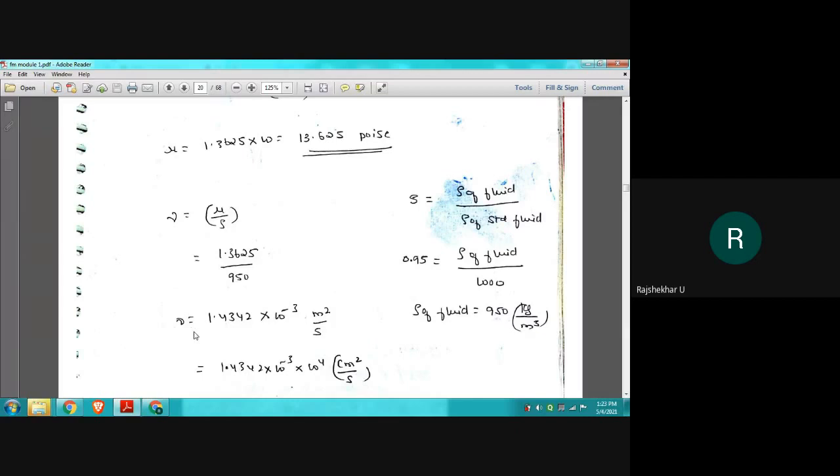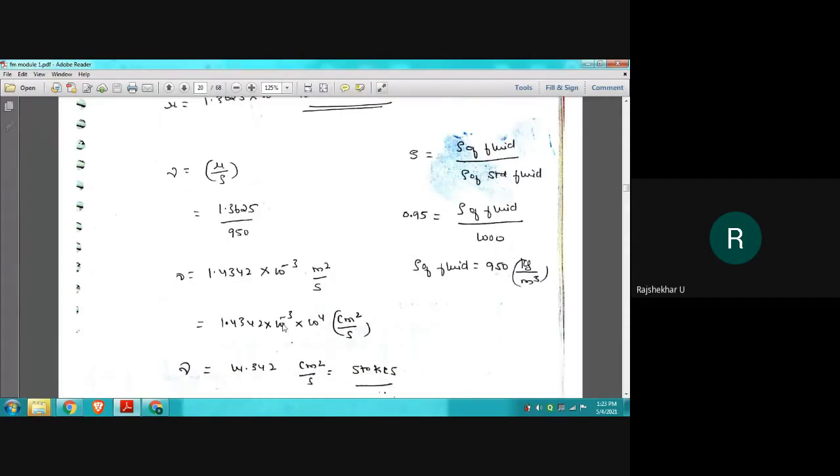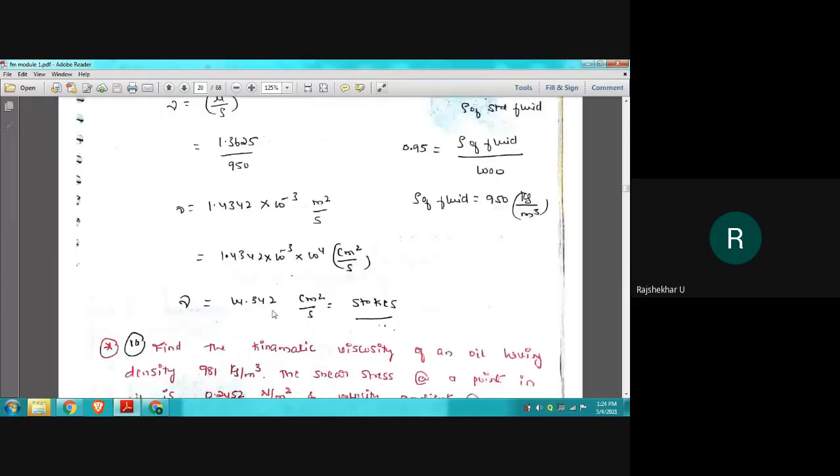This is kinematic viscosity. Now we know that to convert to Stokes, it has to be converted to centimeter square per second, which is Stokes. You can see here, centimeter square per second is Stokes. So to convert meter square to centimeter square, 1 meter is equal to 100 centimeter. So 1 meter square is equal to 100 square centimeter square. So that 100 square will give you 10,000 or 10 power 4.